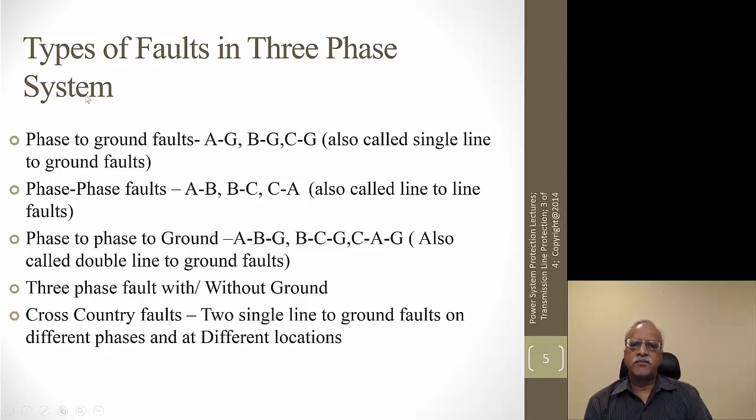So it depends whether you have ground or no ground, because zero sequence current doesn't flow without the earth. And this comes only because of the system asymmetry. Otherwise, in a balanced network, for a three-phase fault, whether there is ground or no ground, it does not matter.